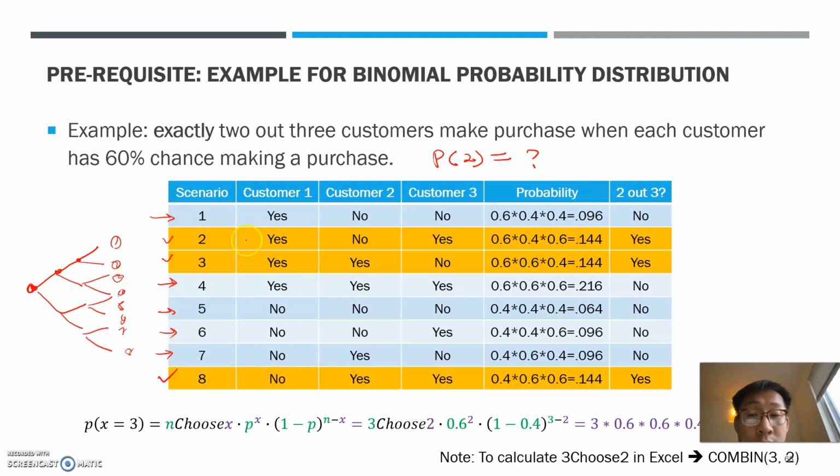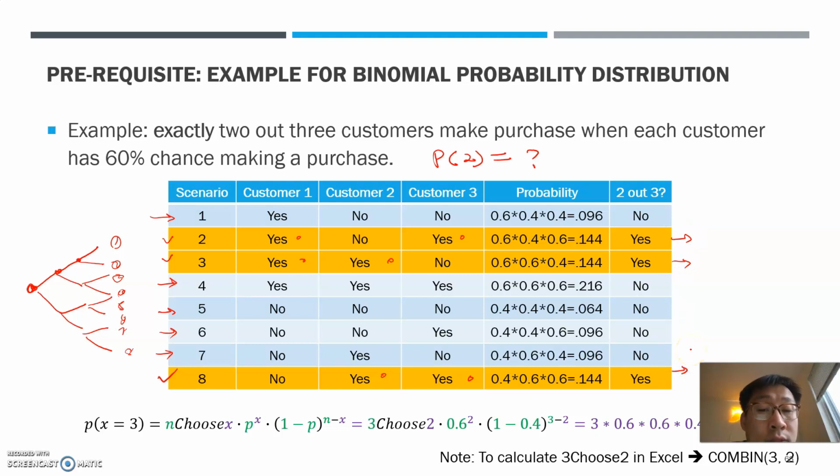We're only concerned about exactly 2, like this case. Scenario number 2 has customers 1 and 3 making a purchase, 2 did not. Scenario number 3 says customers 1 and 2 made a purchase, 3 did not. Scenario number 8 is the last 2 customers made a purchase, the first did not. So out of 8 different scenarios, there are a total of 3 scenarios that fit our description.